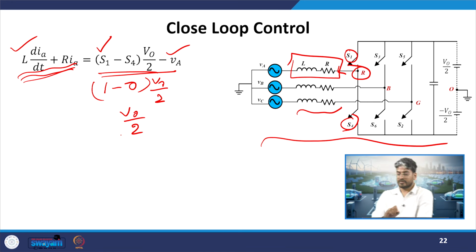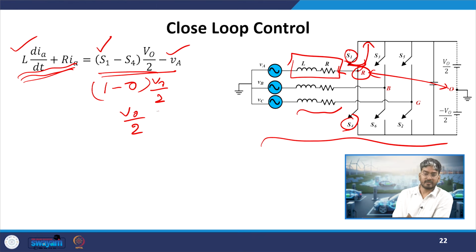How does this V0 by 2 come into the picture? If I turn on S1, it is as good as this point being connected to the top bus, neglecting the resistance drop of switch S1, considering S1 to be an ideal switch. So R will be connected to the positive bus. What will be the potential difference of the VRO terminal with respect to the reference ground? It will be equal to V0 by 2. That is what we have got from this.